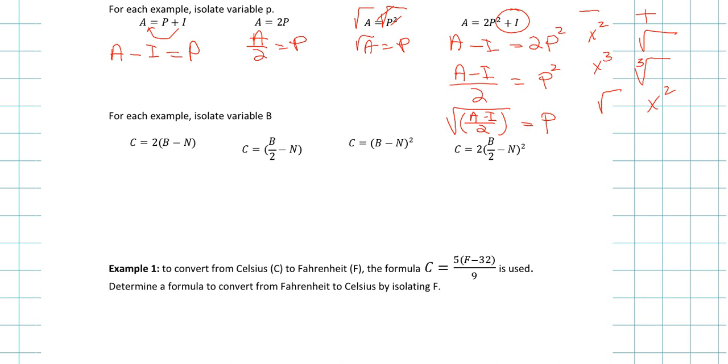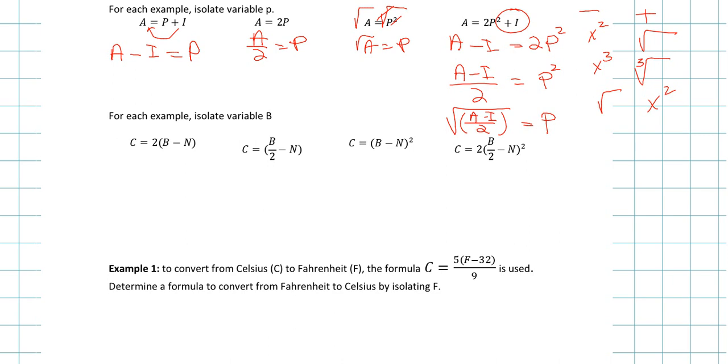So, the next question is asking you to isolate for B. Let's look at the example. I have C equals 2 bracket B minus N close bracket. If you were to do order of operation here, what do you do first? You do whatever is inside the bracket. So you do the subtraction first, then you multiply by 2, because order of operation says I have to do my brackets first.